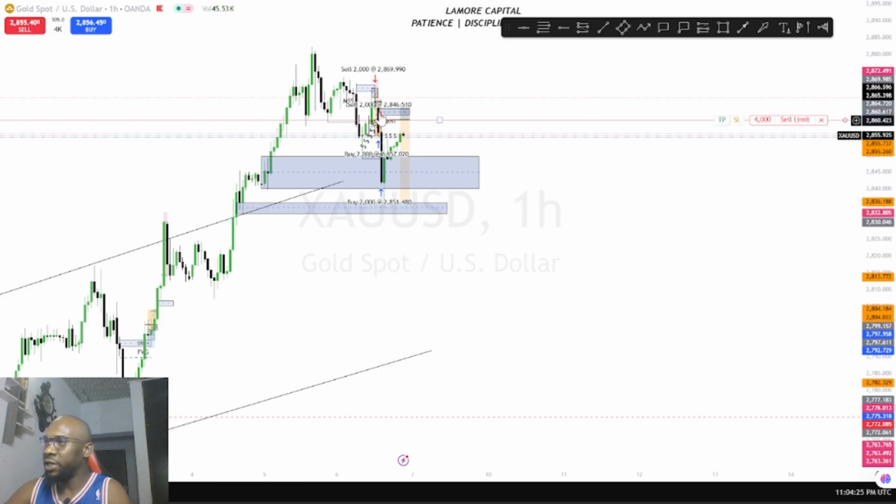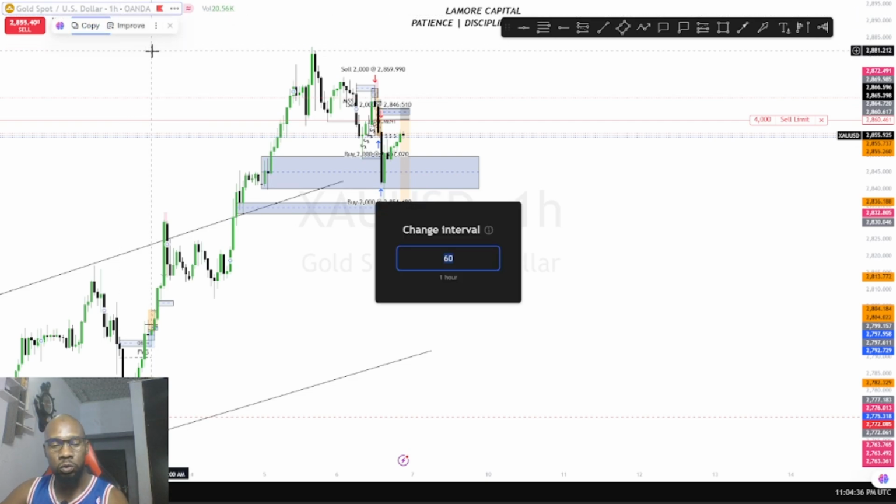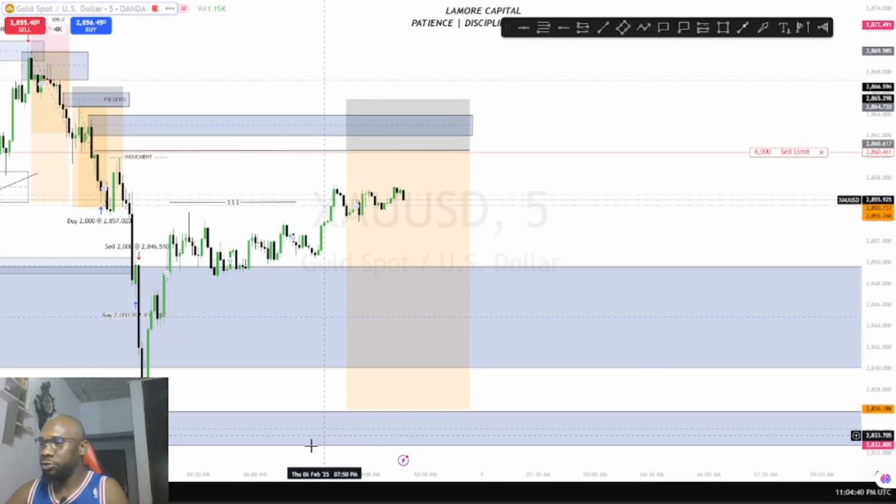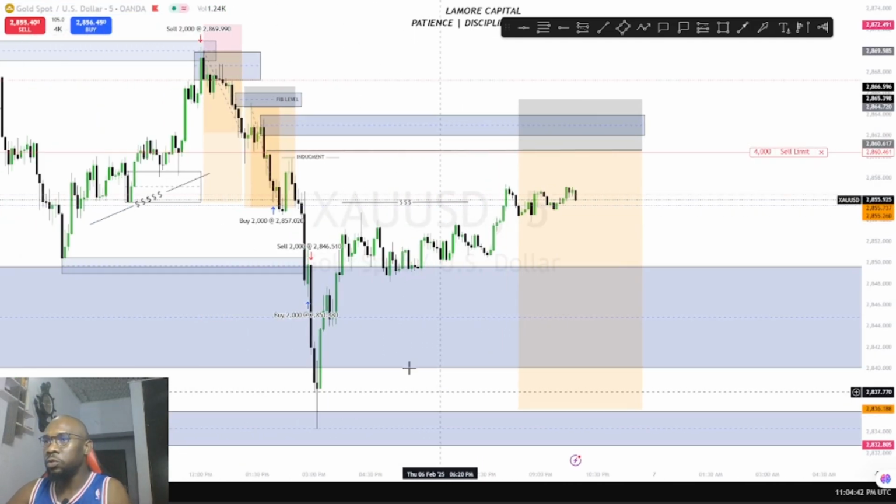I knew that the market was going to come down, rally down with a high speed to come and mitigate these particular wicks. So I went back to my 5 minutes time frame to get my sharp entry on the sell. So I waited.